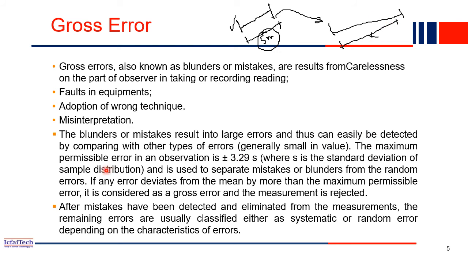So the maximum permissible error in observation is plus minus 3.29 s, where what is s? s is the standard deviation of the sample. So how much permissible error is there? That is plus minus 3.29 s. So how did we get this value?